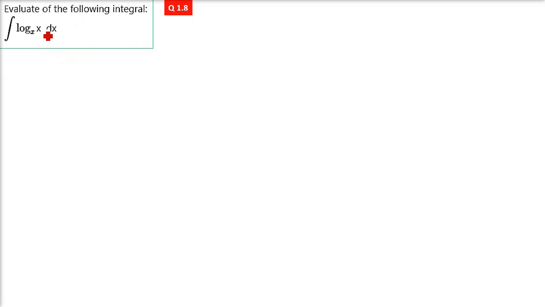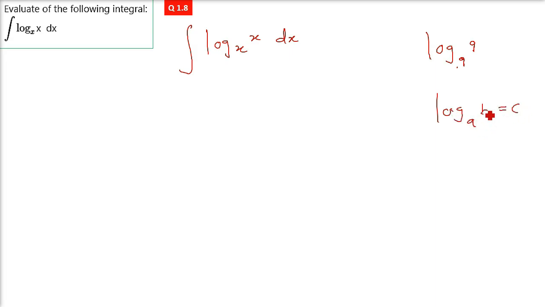Next one is integration of log base x, x dx. Now the integration is very simple here because log base x x is 1. Now I will just revisit those log properties so that you understand why this is 1. So if you have log, say base is a, and this is also a, this gets cancelled. For example, if log base a b equals c, this is the standard result, that simply means a raised c equals b. So a to the power c is b, this is the standard result.